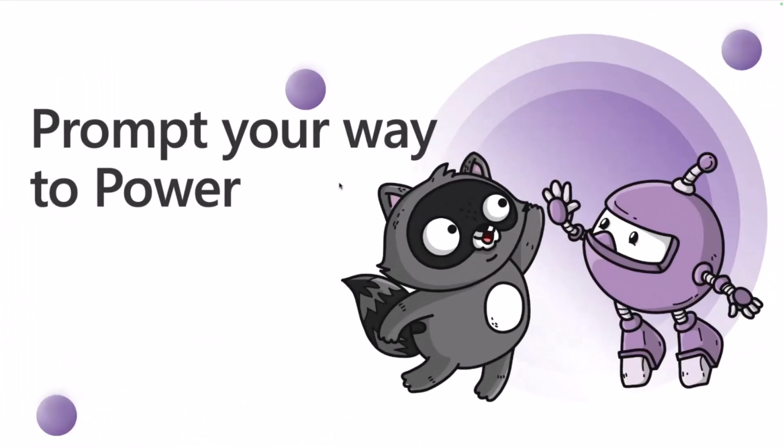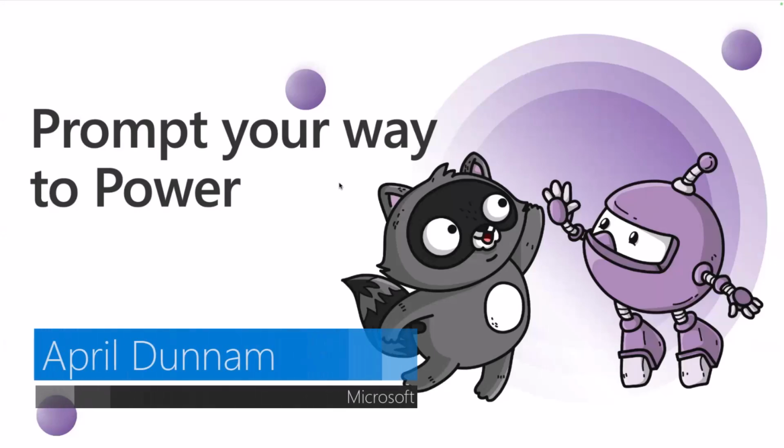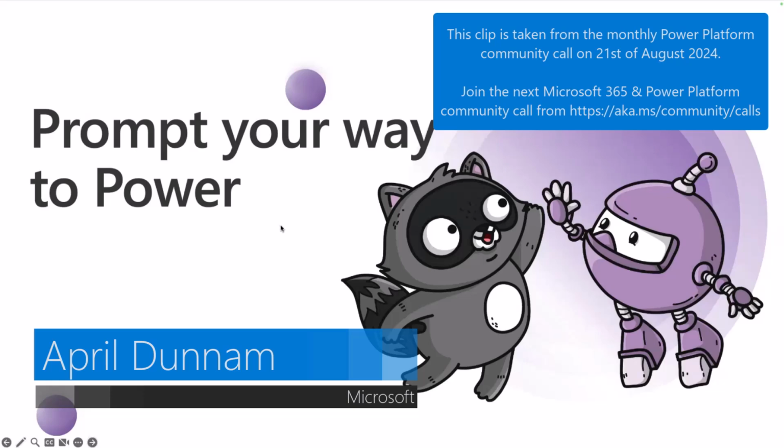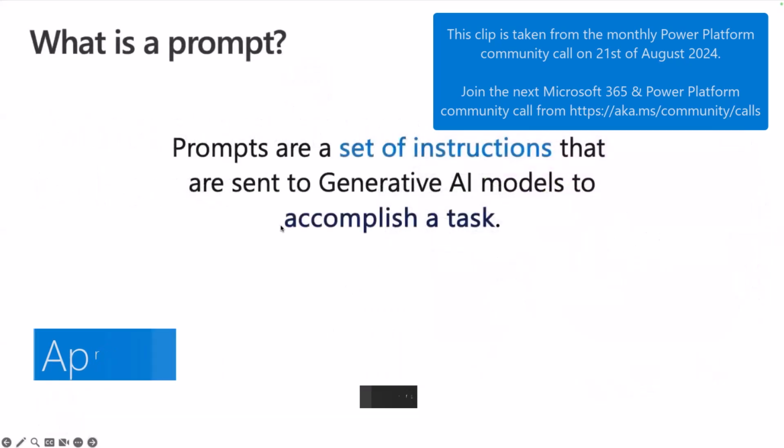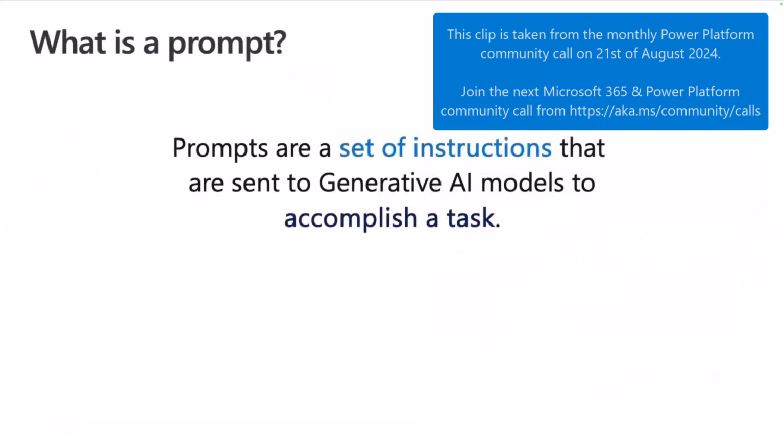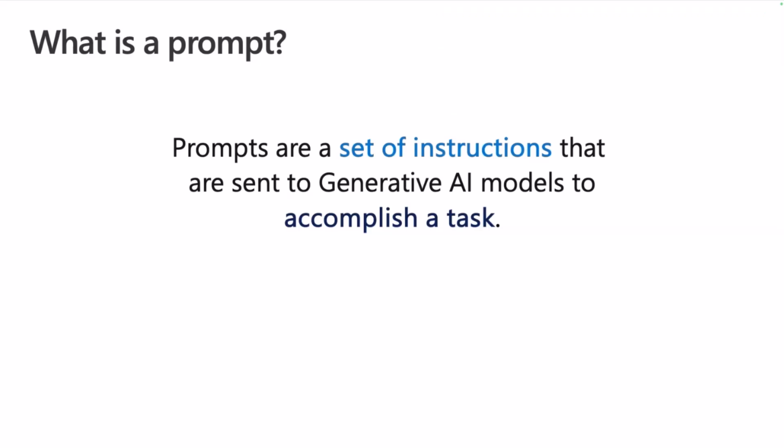Cool. So I'm going to talk about prompting your way to power and just everything that we can do with prompts and all that. So let's just dive right in and talk a little bit about prompts in general, what they are, and what we can do with them. So a prompt is just a set of instructions that are sent to generative AI models so that we can accomplish certain tasks. So anytime that we're using any of these generative AI models, we have to put in a prompt to be able to get what we want out of it.